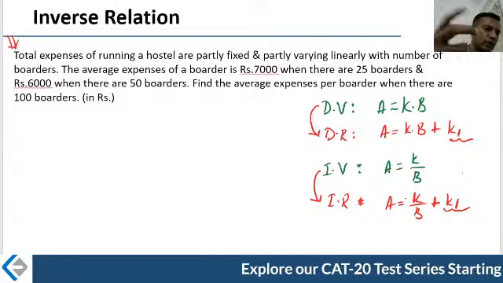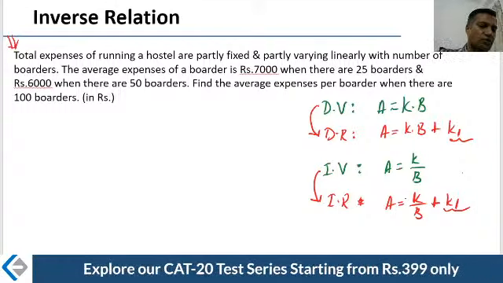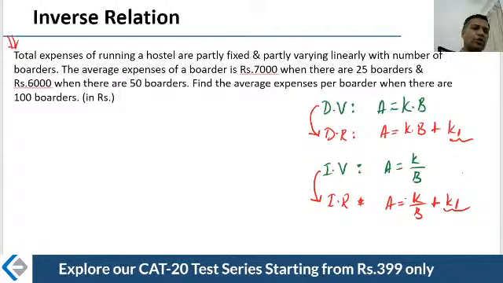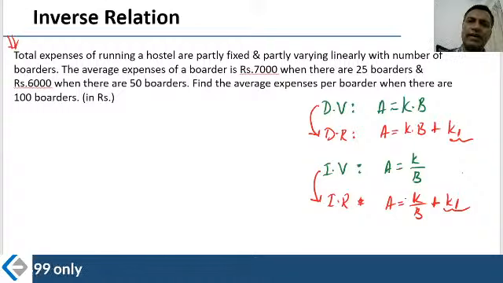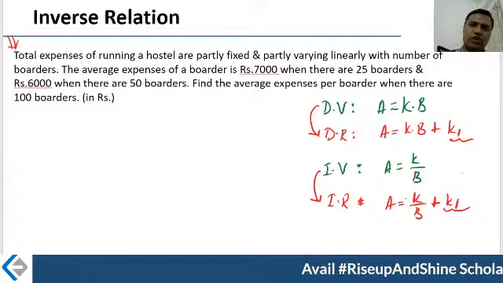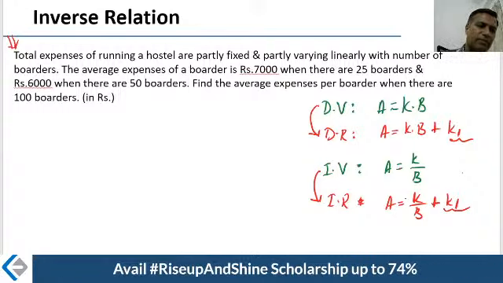Okay, let's take a look at this. Total expenses of running a hostel are partly fixed and partly varying. Partly fixed is what? Let's assume you took that particular place on rent. Whether there are inmates or not, you have to end up paying that rent. That can be something like fixed.